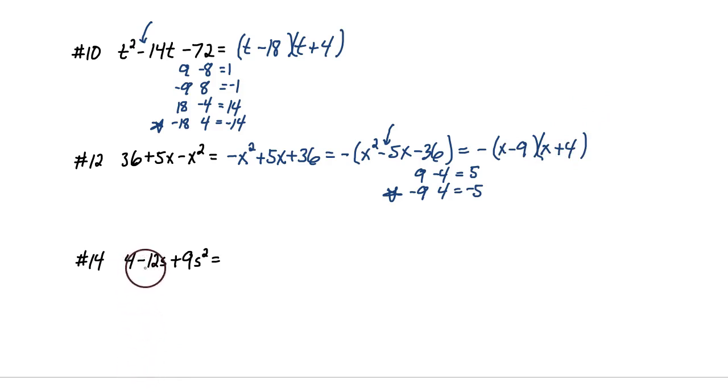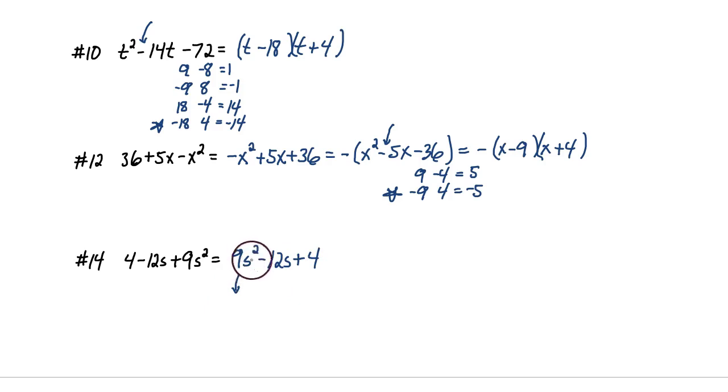Number 14 is also not in the correct order for standard form. So let's write the 9s squared first, then the negative 12s, and then the positive 4. There's no greatest common factor other than 1, but this might be a perfect square trinomial because the first term looks like a perfect square, and so does the last one. Let's check to see if it is.